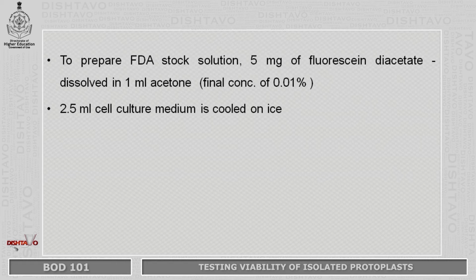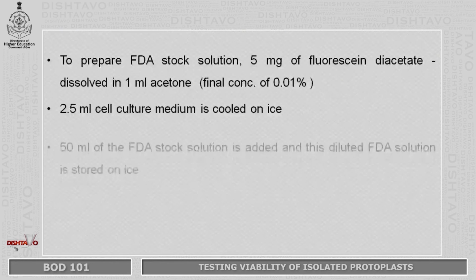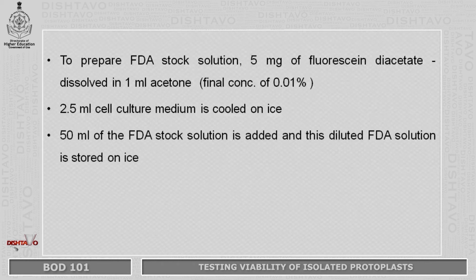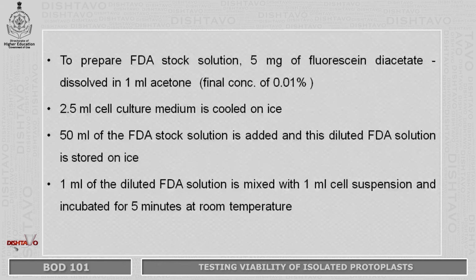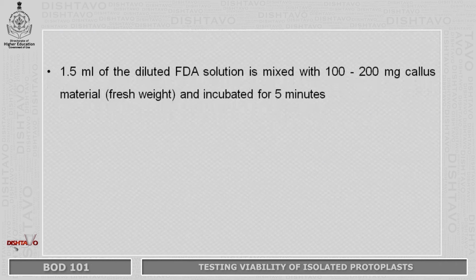Then 2.5 ml of cell culture medium is cooled on ice. 50 microliters of the FDA stock solution is added and this diluted FDA solution is stored on ice. 1 ml of the diluted FDA solution is mixed with 1 ml of cell suspension and incubated for 5 minutes at room temperature. Then 1.5 ml of diluted FDA solution is mixed with 100 to 200 mg of callus material which is of fresh weight and incubated for 5 minutes.